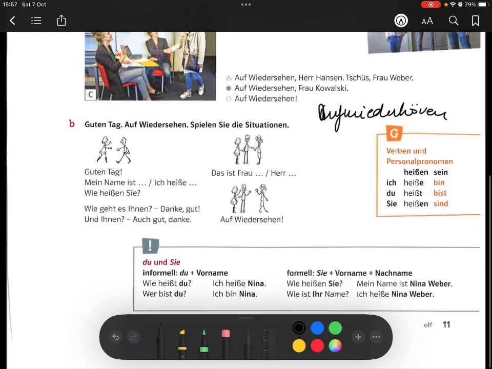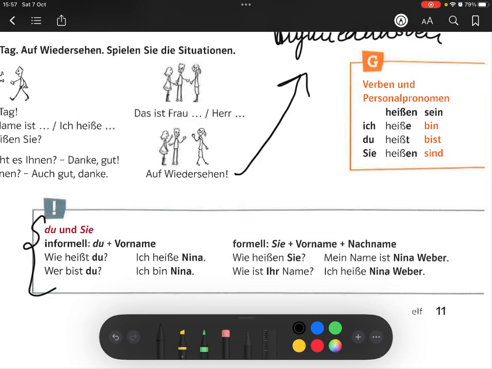Now let's revise. We use du plus the Vorname, the first name, in informal settings, which I think you guys have already noticed before, like wie heißt du, wer bist du, ich heiße Nina, ich bin Nina. So we are using du here. Now in formal we use Sie plus the Vorname or Nachname. Mostly we can also switch it with Nachname, like Frau or Herr plus Nachname, which is the surname, your second name.